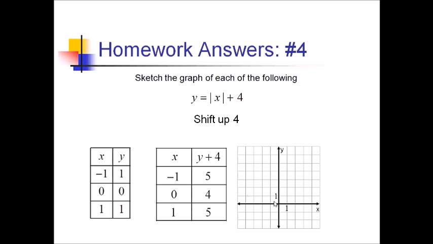So we've got negative 1, comma 5; 0, comma 4; 1, 5, and draw the V through those.